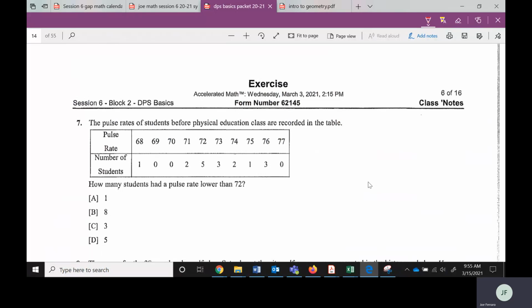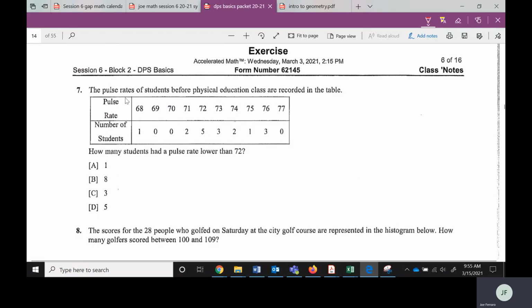This one, I'm not going to do the whole problem. It says the pulse rates of the students before physical education class are recorded in the table. How many students had a pulse rate lower than 72? So this is what I was talking about. In this one, you do not count 72. You would put the line right here and look at everything lower. So you would just count up how many students are lower than 72.